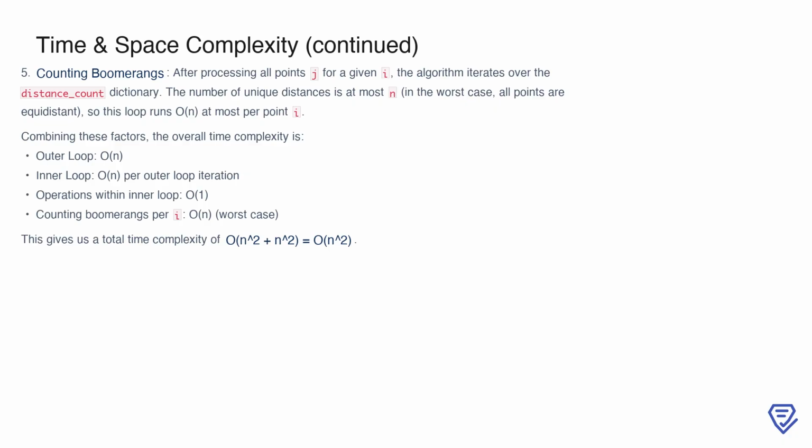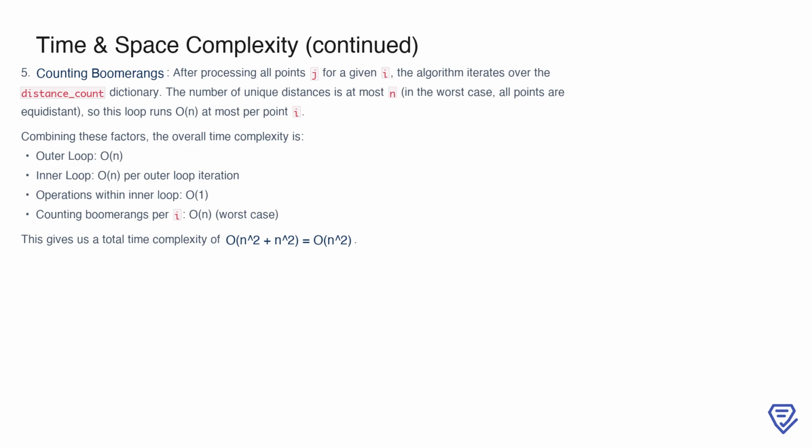It iterates over the entries in the distance_count dictionary, which stores the frequency of distances for the current point. In the worst case, where all points are equidistant, the dictionary might contain up to n unique entries. This means the loop over the dictionary could run up to O(n) times for each point.